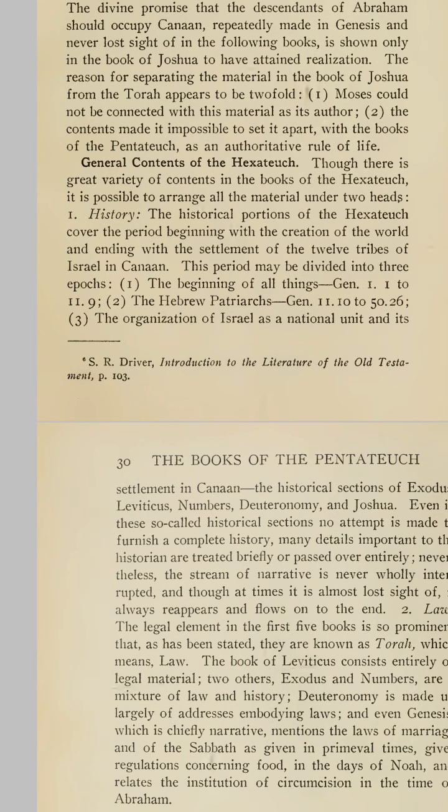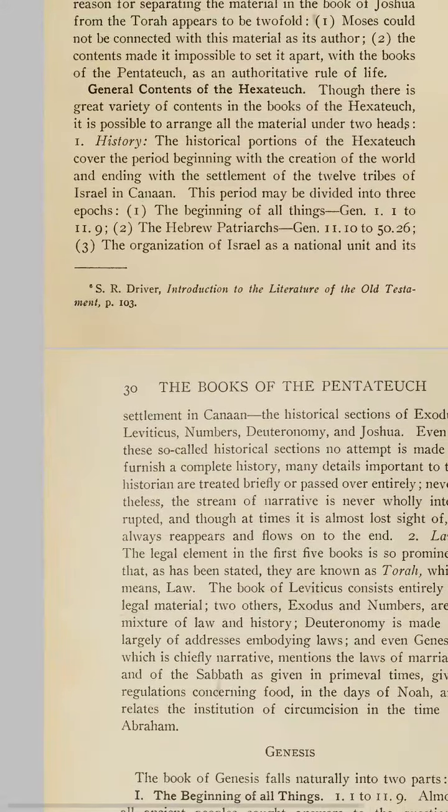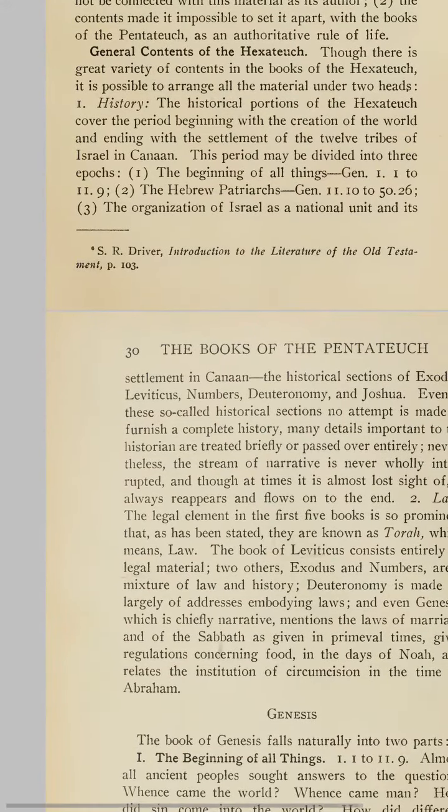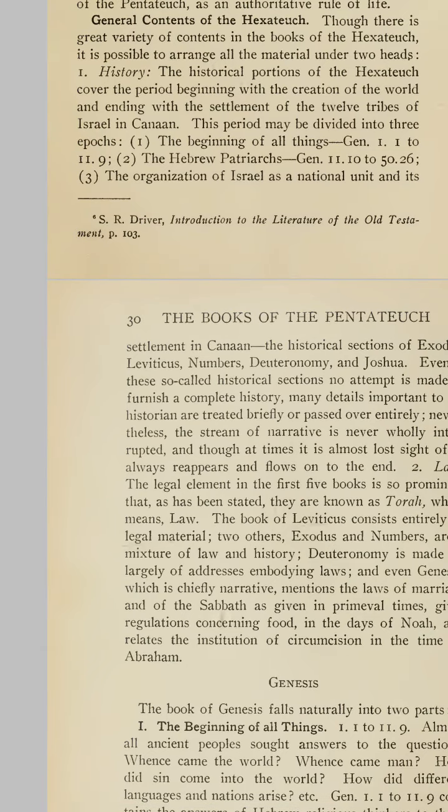The reason for separating the material in the book of Joshua from the Torah appears to be twofold. One, Moses could not be connected with this material as its author. Two, the contents made it possible to set it apart with the books of the Pentateuch as an authoritative rule of life. General contents of the Pentateuch.